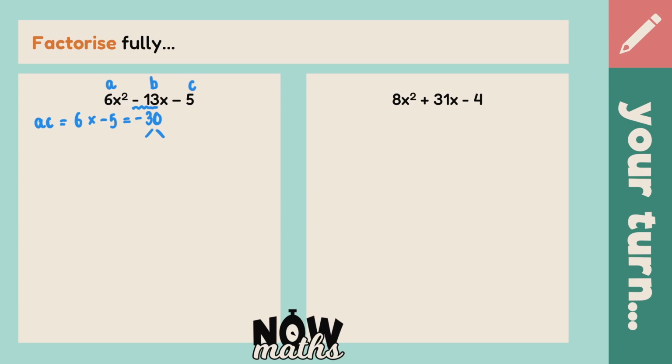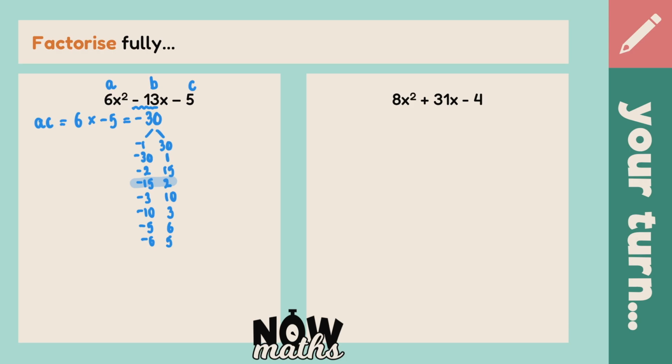So for example, we could have negative 1 and 30, or negative 30 and 1. We could have negative 2 and 15, or negative 15 and 2. We could have negative 3 and 10, or negative 10 and 3. We could have negative 5 and 6, or negative 6 and 5, and that's all of the factor pairs. Now we need the pair which add to give negative 13, and out of all of the pairs on screen, the only pair which add to give negative 13 are negative 15 and 2.